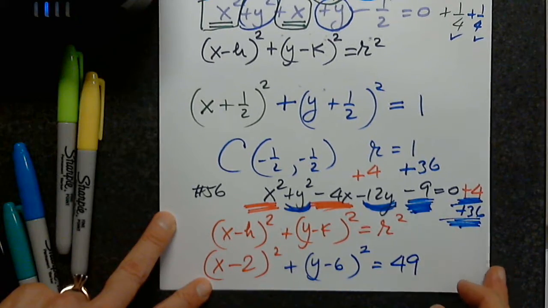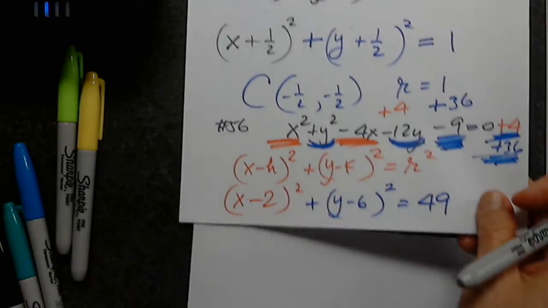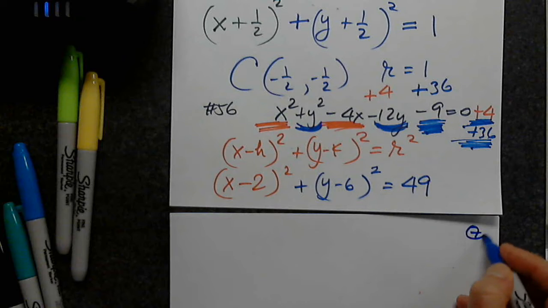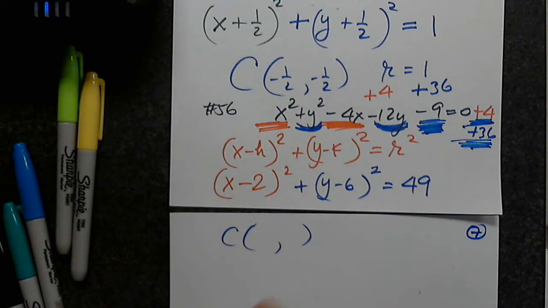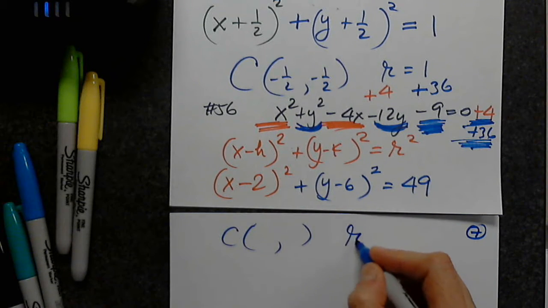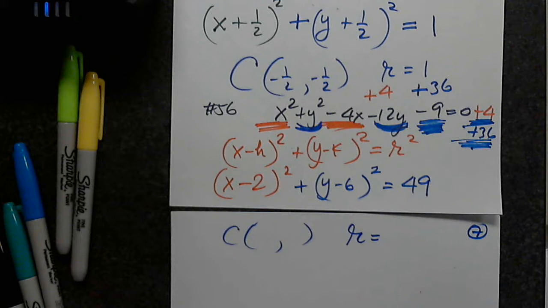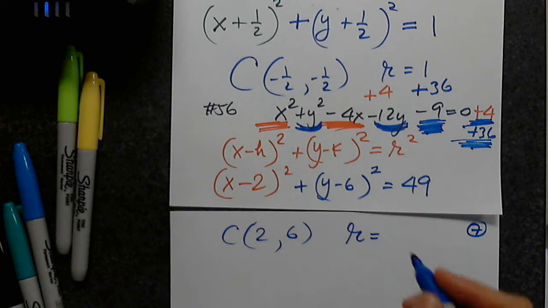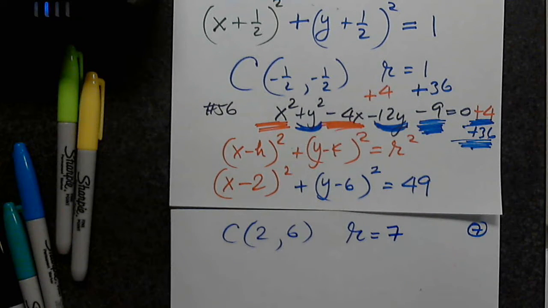Awesome. Is this the equation of a circle? If it is the equation of the circle, I have to be able to identify the center and the radius. 2, 6. Do we all agree with 2, 6 for the center? And the radius? That's it.